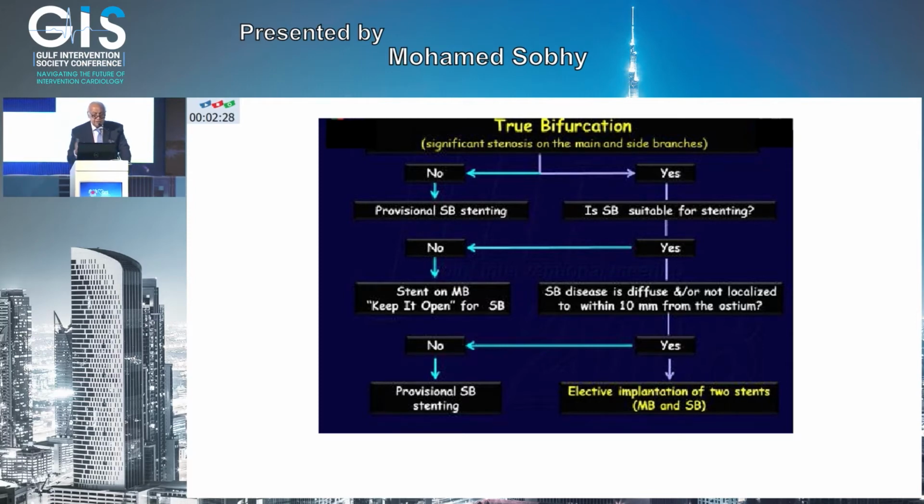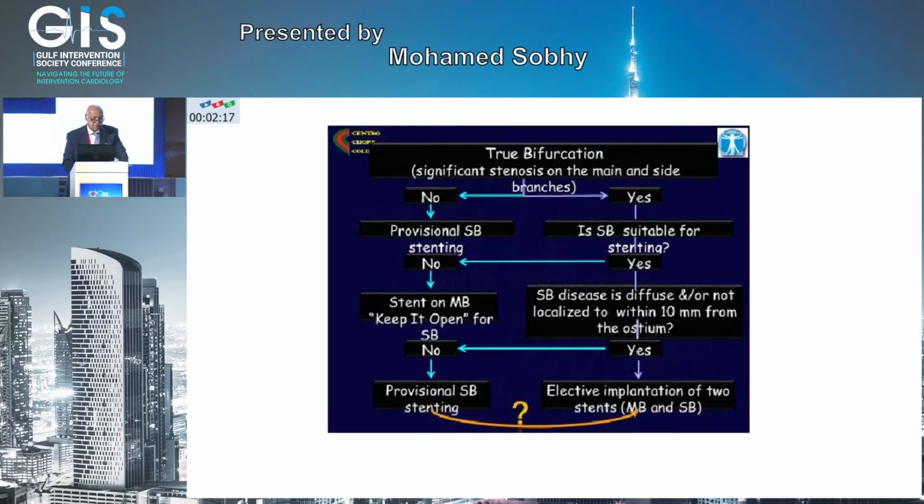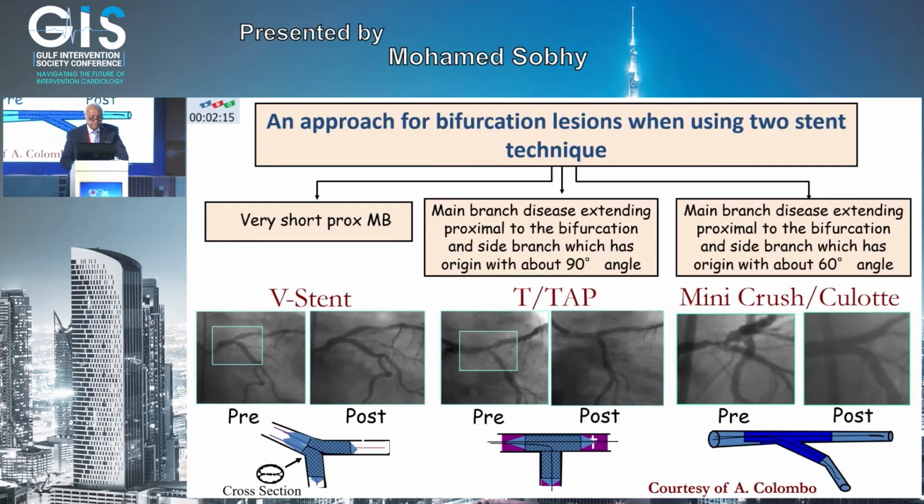If yes, it is locked to the side branch. If it is diffused, localized within 5 millimeters. If no, only for provisional side branch. If yes, elective implantation. Dr. Mervat is going to speak about the techniques of this branch.